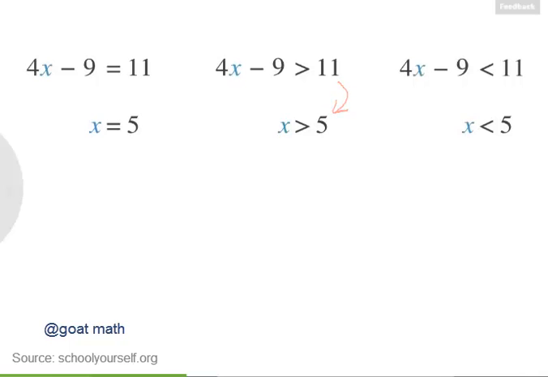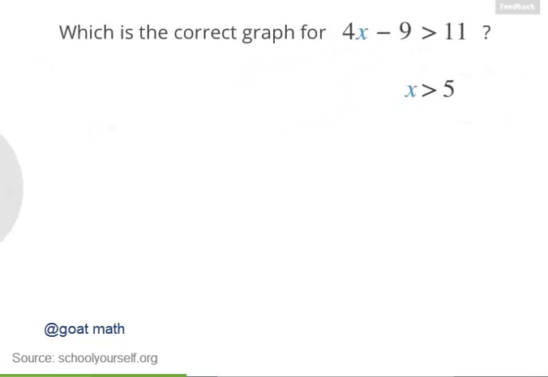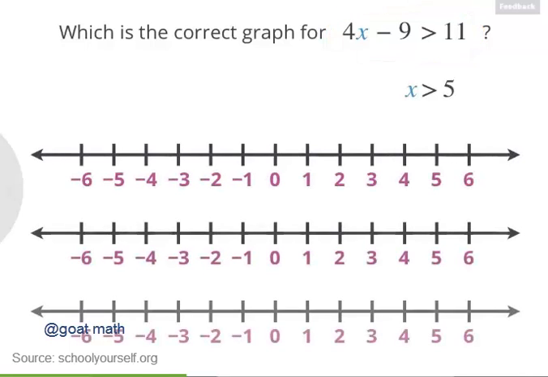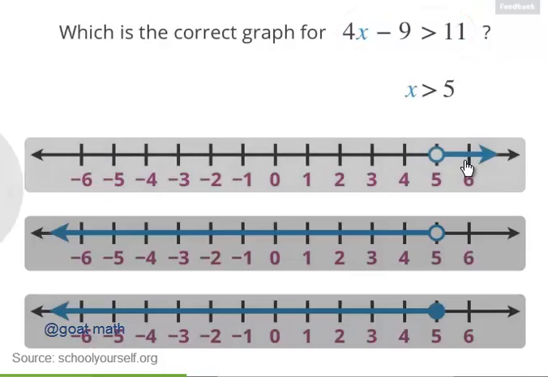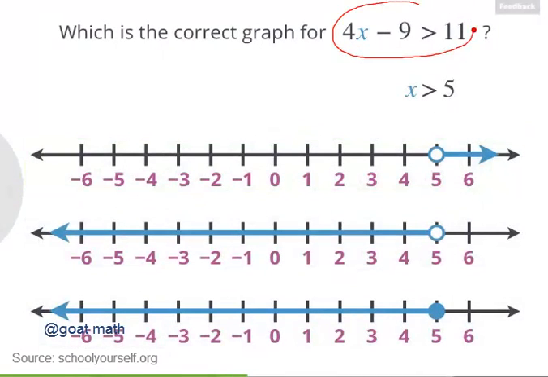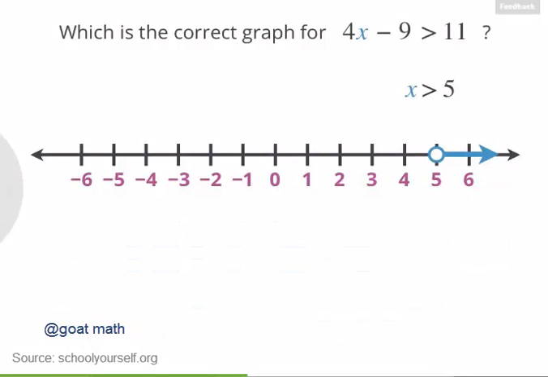Why solve inequalities like this? Well, suppose you were asked to graph 4x minus 9 is greater than 11. Which of these is the correct graph for this inequality? Exactly. These two inequalities are equivalent, so they have the same graph. This one, which says x can't equal 5, but x can be any value greater than 5.